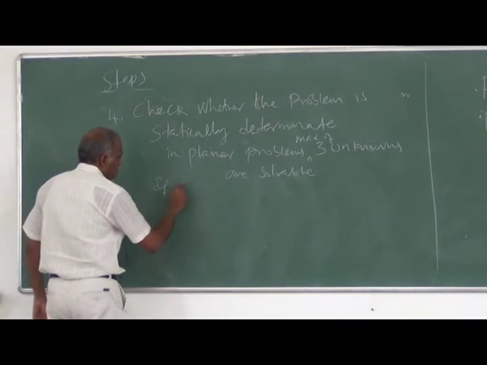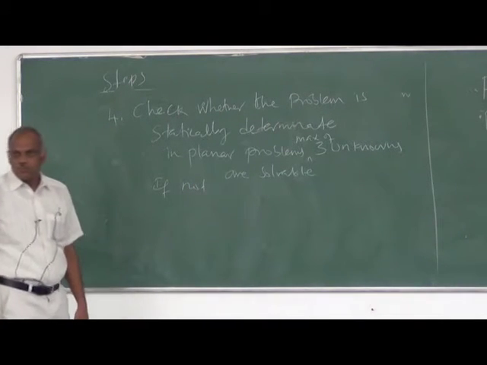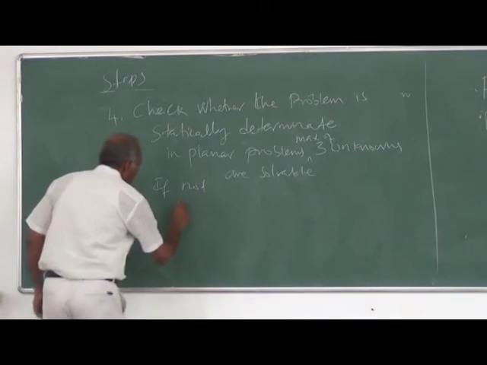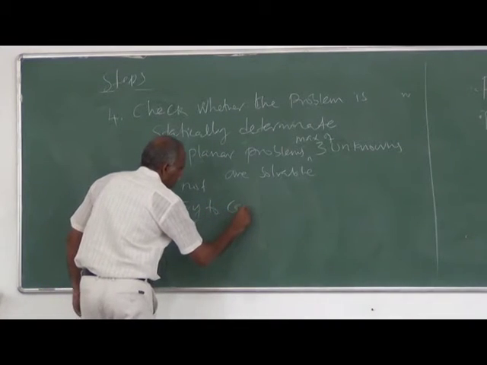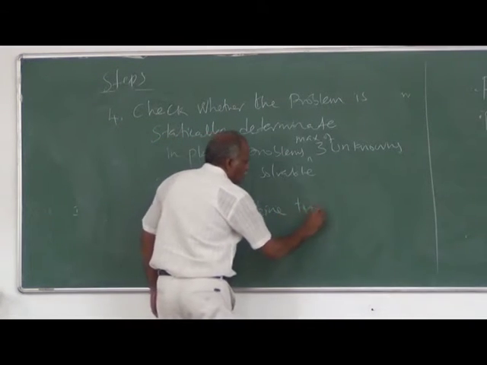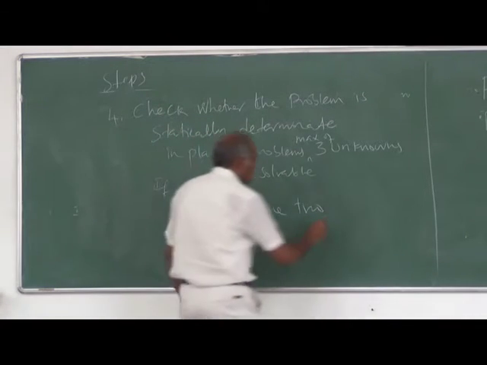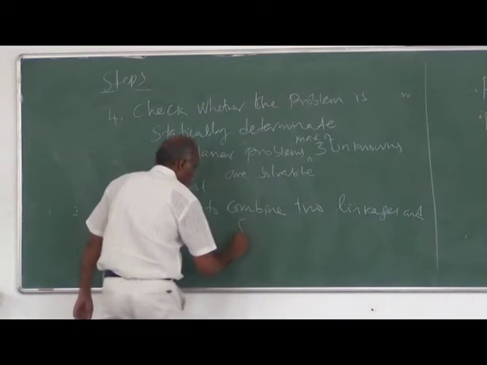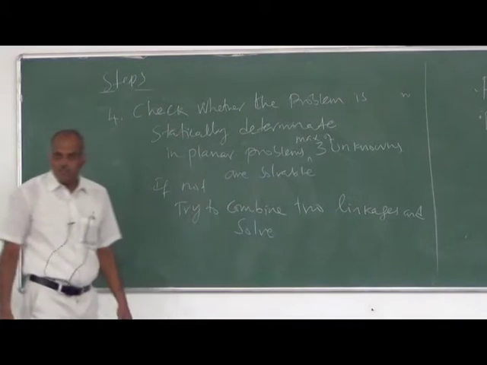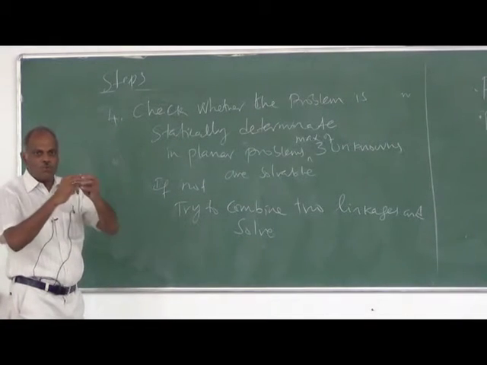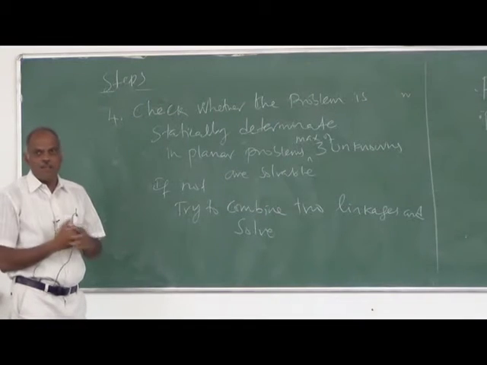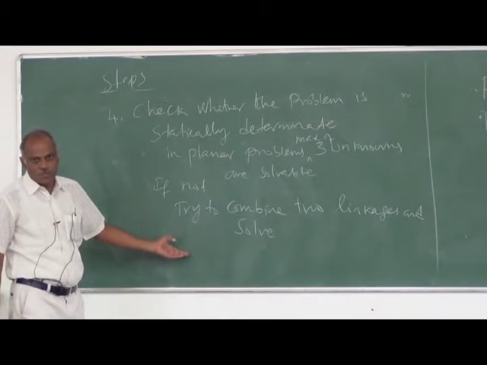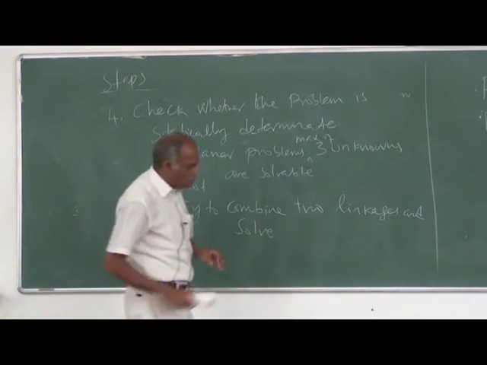If not, that is, if you have more than 3 unknowns, then try to combine two linkages and solve. So we did it: when there are more unknowns, we can combine 2 linkages together and consider them as a single body. If the number of unknowns can be reduced, you can do that. So this is step number 4.